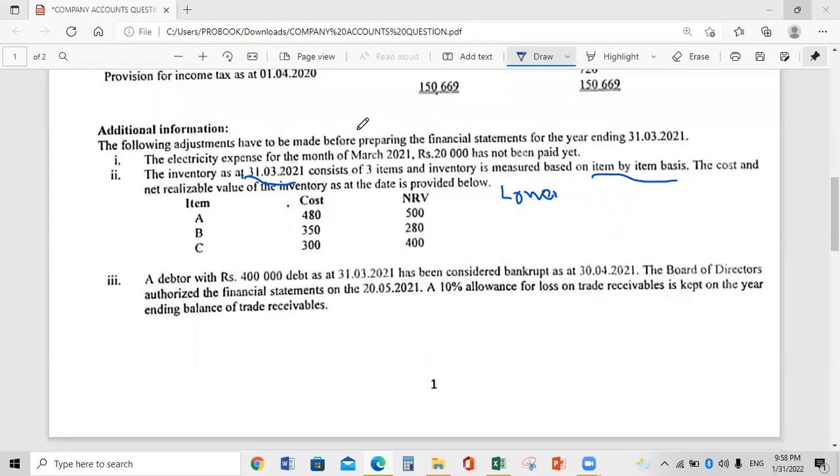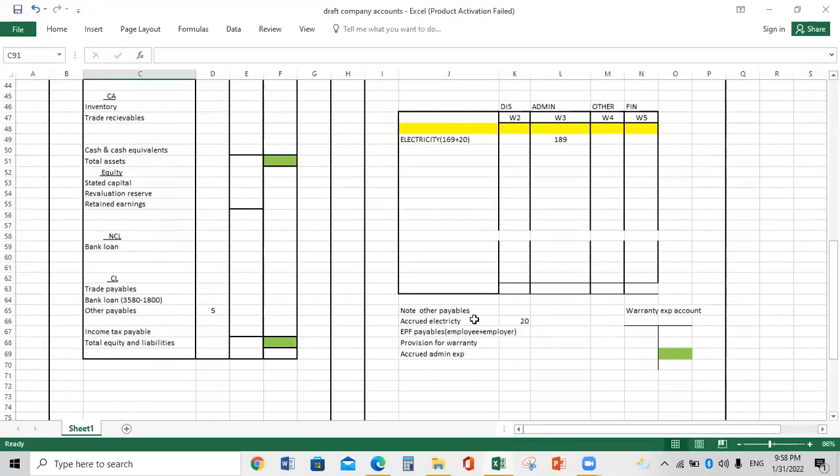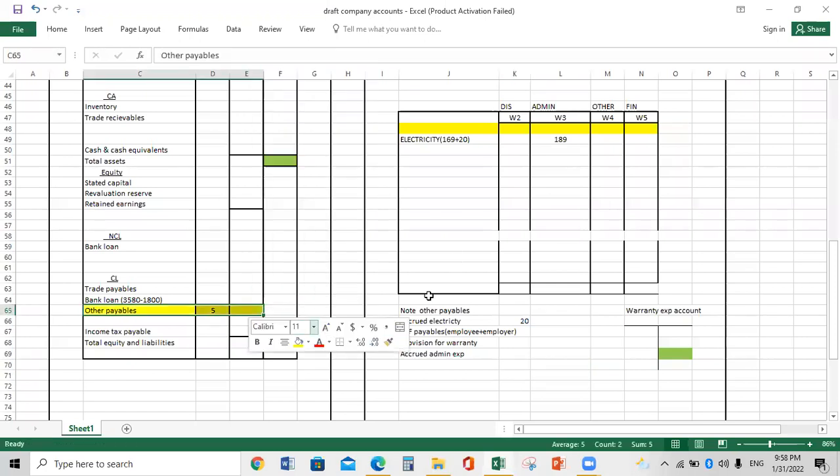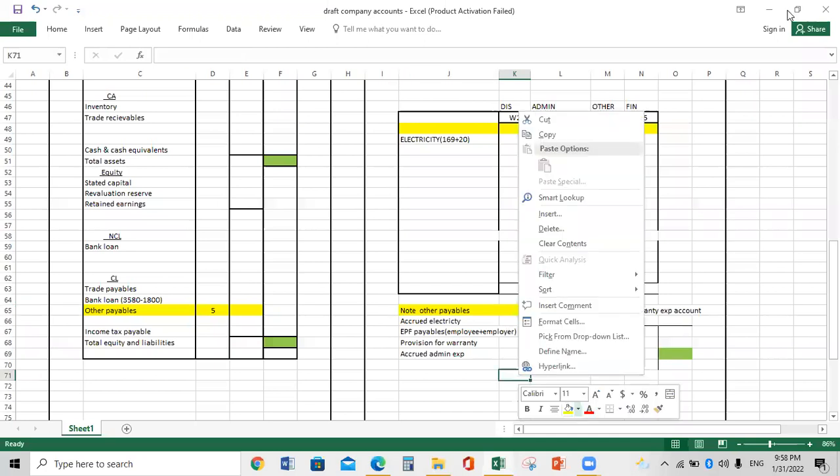Wait. Why didn't I record it in current liability? I will record it in the current liability. First of all, I show it as a note. Later, I will take the total to the current liability. Without writing one by one in the current liability, I should write it as a note and take the total at the end. I hope you're clear now.